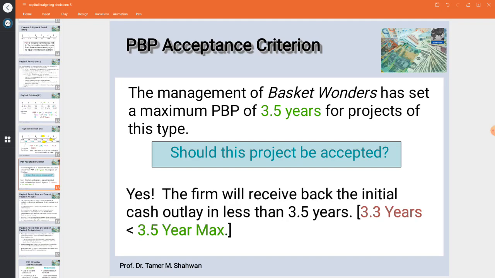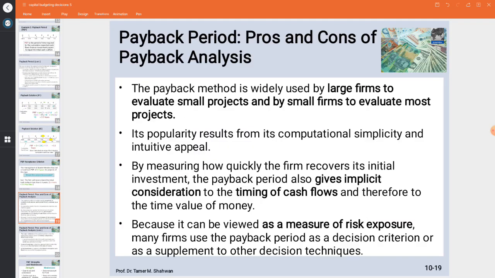If you look at this approach, you will find that it is very simple, and this is why we use it to assess large firms and also small firms. It's very simple because you just take the cumulative sum and then you determine whether it's acceptable or not based on the comparison with the criteria given by your firm.